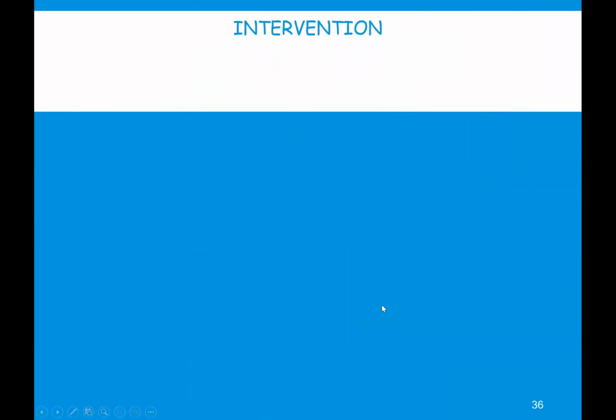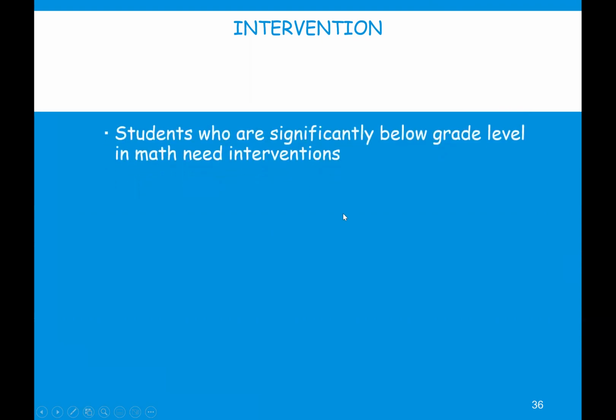Okay, interventions is something you're going to hear a lot when you become a teacher. It's the goal that all students are working on grade level. If students are significantly below grade level, they need intervention. You need to be able to discuss what an intervention is in a job interview. So students significantly below grade level need intervention.